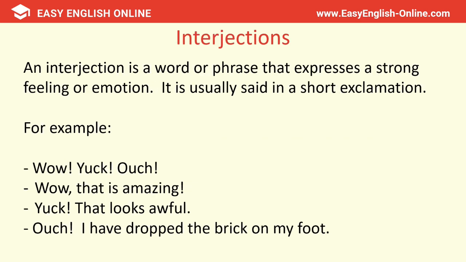Okay, on to our next part of speech. Interjections. What are interjections? An interjection is a word or a phrase that expresses a strong feeling or emotion. It's usually said in a short exclamation. For example, wow, yuck, ouch. Wow, that's amazing. Yuck, that looks awful. Ouch, I've dropped the brick on my foot.